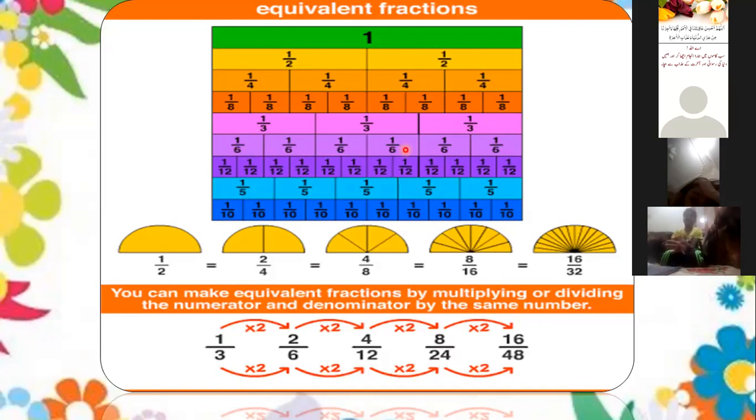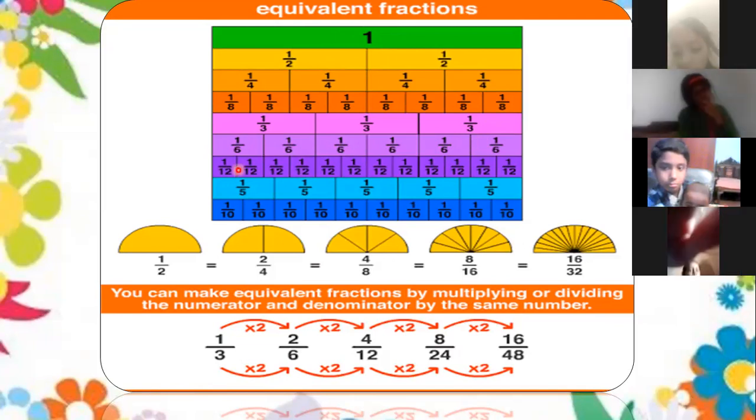Now you can see here that this one whole has been divided into 6 equal parts. Each part is called 1/6 and all parts are called sixths.